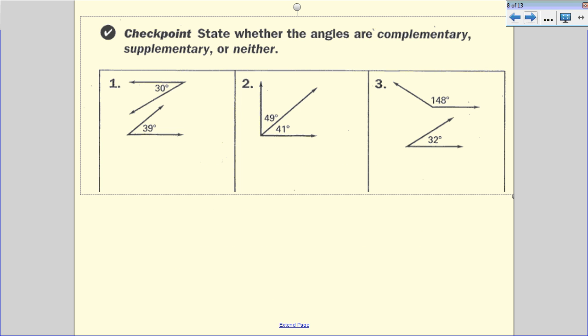All right, here's our checkpoint. It says state whether the angles are complements, supplements, or neither. So we're going to treat this one as a check-in class. And I'm going to call people up to the board to do this. But what I want you to keep in mind is that complements add to equal 90 degrees. Supplements add to equal 180 degrees. And if it's going to be neither, the angles add to equal something else.